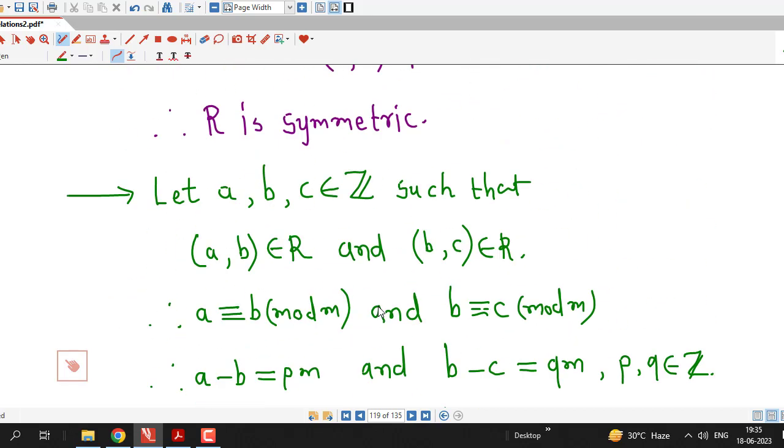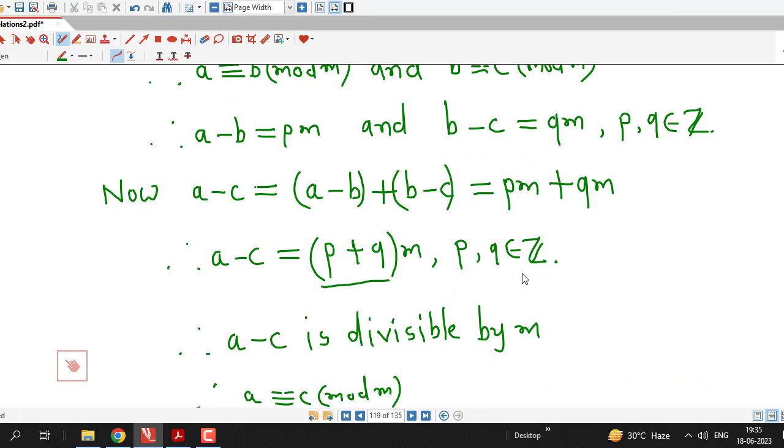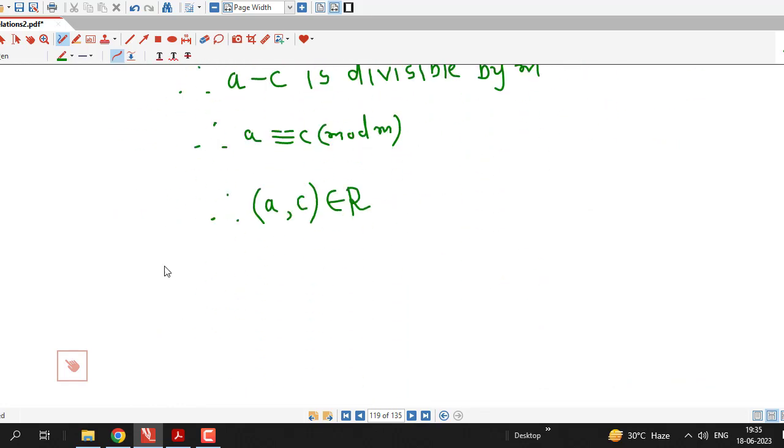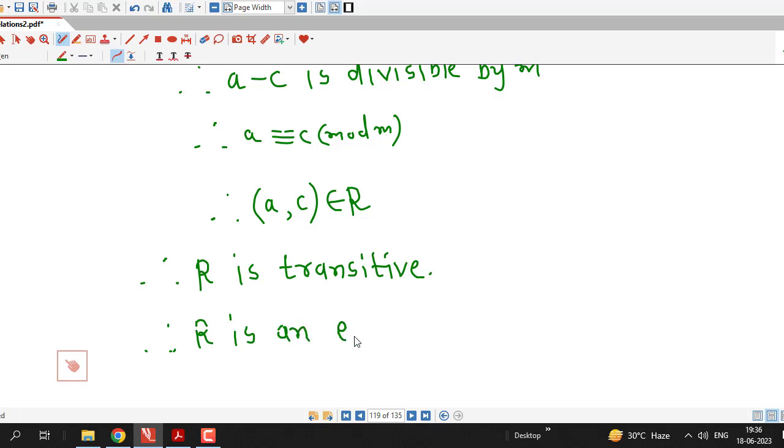So we have shown that whenever A is related to B and B related to C, then A is also related to C. This means R is transitive. Therefore R is reflexive, symmetric and transitive. Therefore R is an equivalence relation. We have shown that congruence relation is an equivalence relation.